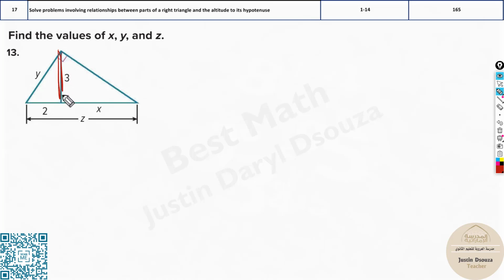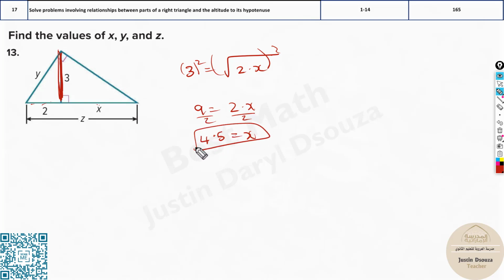I know that altitude is equal to the geometric mean of 2 and X. So 3 is basically equal to square root of 2 multiplied by X, isn't it? How can I solve it? You can just put this in the calculator, you'll get the answer, but I'll just solve it manually. Square both the sides. It'll be 9 is equal to 2 times X. Divide by 2, divide by 2. It'll be 4.5 is equal to X. So X value is 4.5 here.